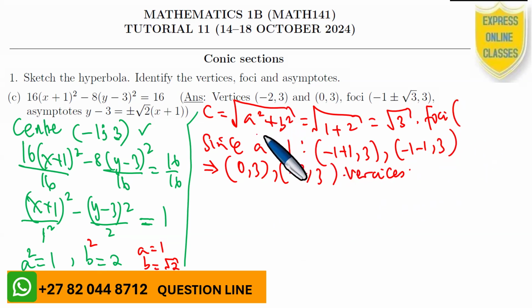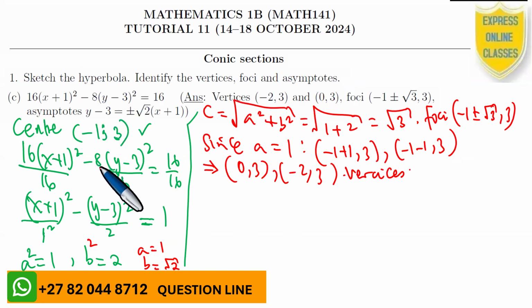The foci will be located where? The foci will be located where you have the center, and then to the x, because it's positive and A is related with x, you add and subtract the C to the x. So it means that the x component is minus 1, but now you add and subtract the square root of 3 to the center. Okay, so this gives us the foci.